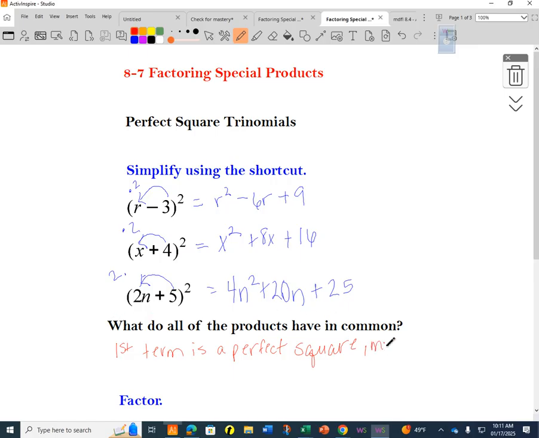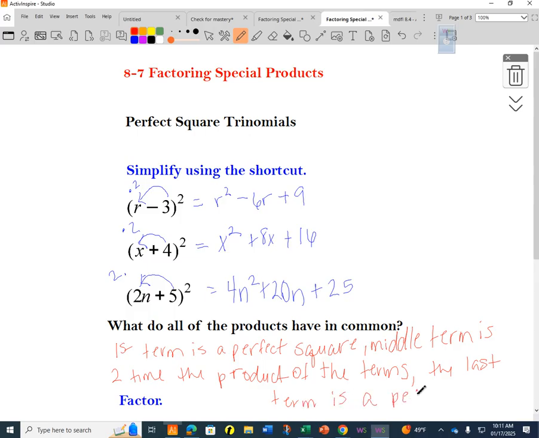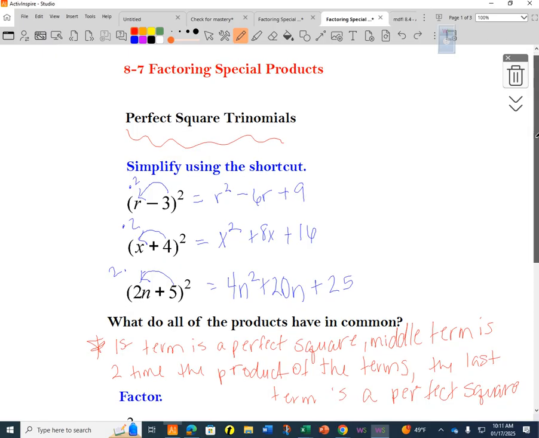So the middle term is 2 times the product of the square root of the terms. If these things are true, then it's a perfect square trinomial, and we can use the shortcut we're about to learn.